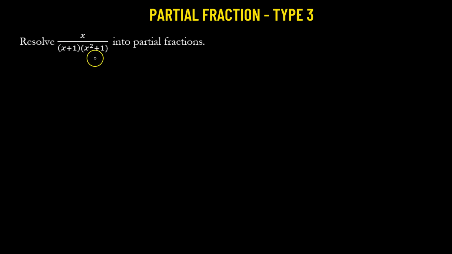So here we need to resolve the given rational fraction into its constituent partial fractions. Let us begin. Here we'll begin by first supposing that we have x over (x plus 1) multiplied by (x squared plus 1).